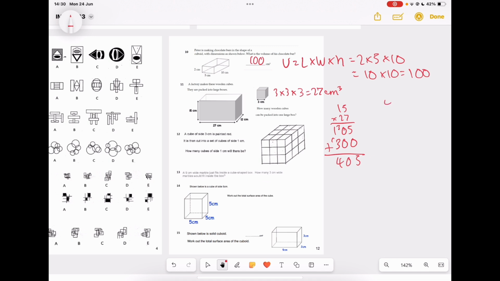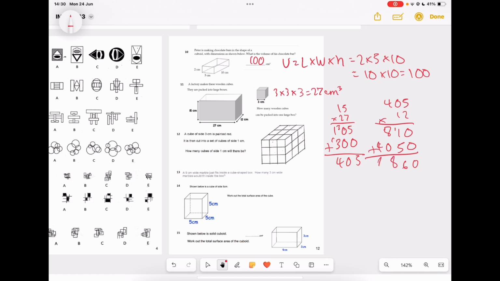But then remember, we're then doing 405 times 12. So 5 times 2 is 0, carry 1. 0 times 2 is 0, plus 1. And then 4 times 2 is 8. Carry 0, 5, 0, 4.